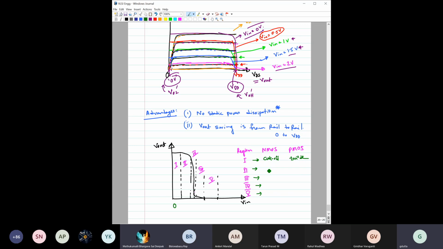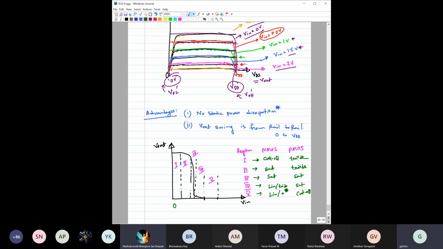Then region 2. Saturation and triode. Please tell me quickly. Then linear and saturation, triode and saturation. Okay, linear or triode, saturation. Here, linear and cutoff, sorry. Linear and cutoff. Linear or triode and cutoff.